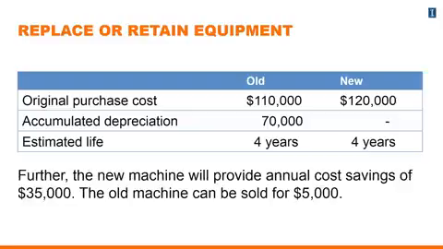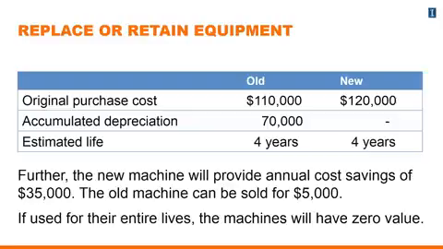Additional information is that the new machine will provide an annual cost savings of $35,000. Also, the old machine can be sold for $5,000 right now. If used for their entire lives, the machines will have 0 value. So the $5,000 is only recoverable right now for the old machine, and if we use the new machine for all 4 years, it won't have any value at all.